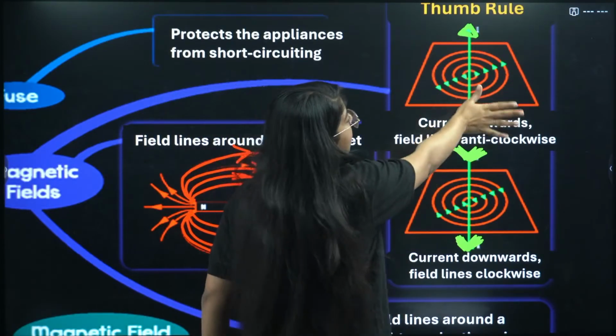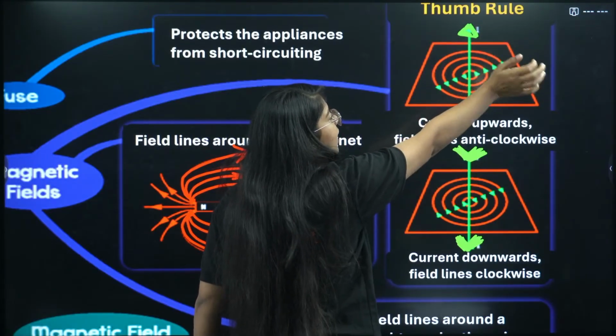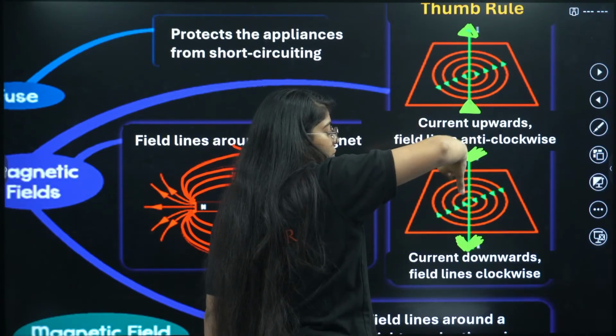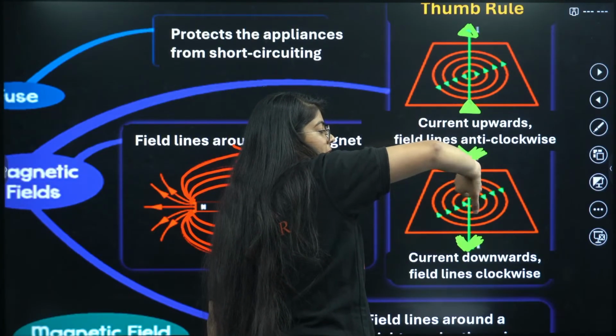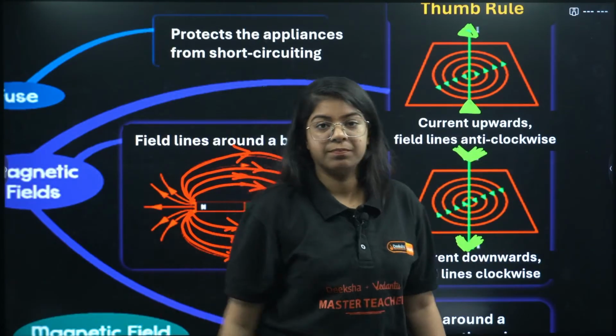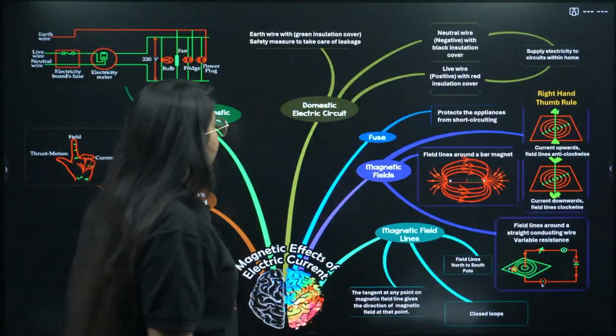Similarly here, the current is upward, magnetic field lines are going in. At this side, they are going inside the board. But if current is downwards, the magnetic field lines are coming outwards. Can you see? They are coming outwards. Correct? This is all about the right hand thumb rule.